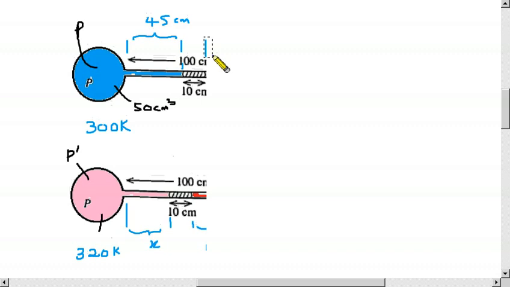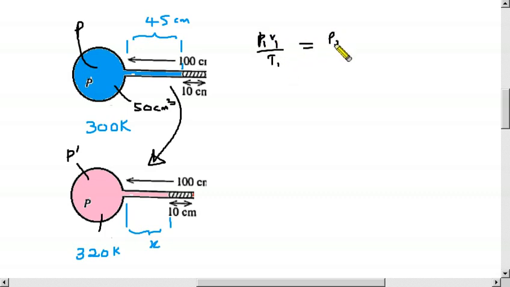I do like this because then you will understand easily. Only I am going to write the equation for the left side. So this one converted into this state. So P1 V1 over T1 equals P2 V2 over T2.